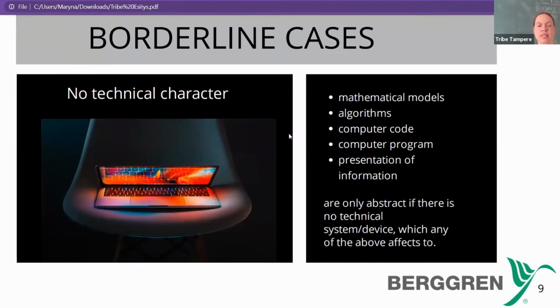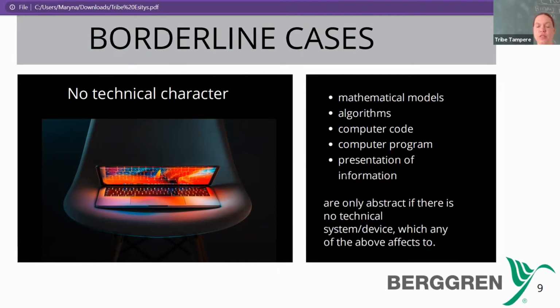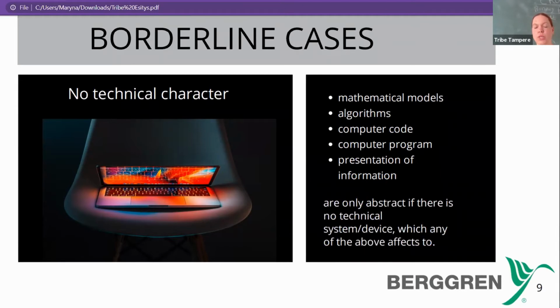So here again is a summary of these borderline cases. Mathematical models, algorithms, computer code, computer programs, and presentation of information are considered abstract if there is no technical system or device which they affect.